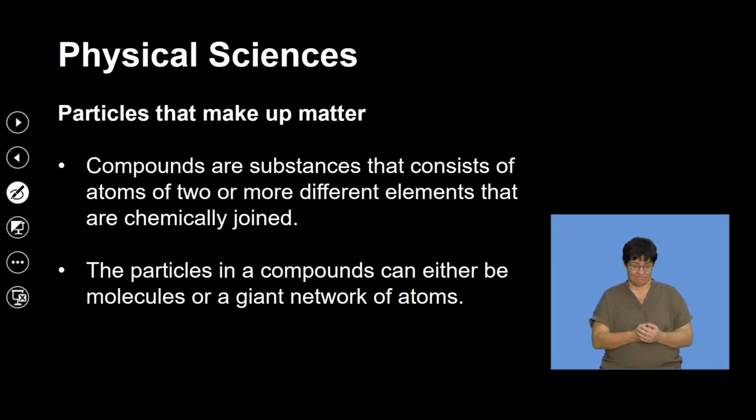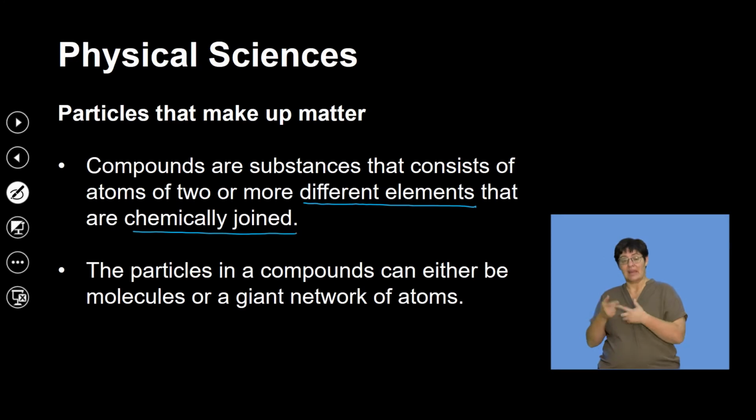So if we shift our attention to compounds, these are substances that consist of atoms of 2 or more different elements. Remember, the elements in a compound must be different and they must be chemically joined. If they're chemically joined together, sometimes we describe them as being bonded to each other.